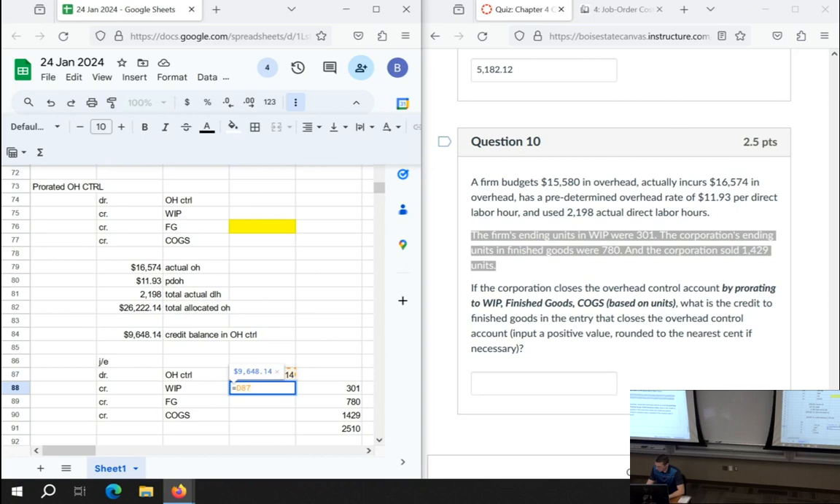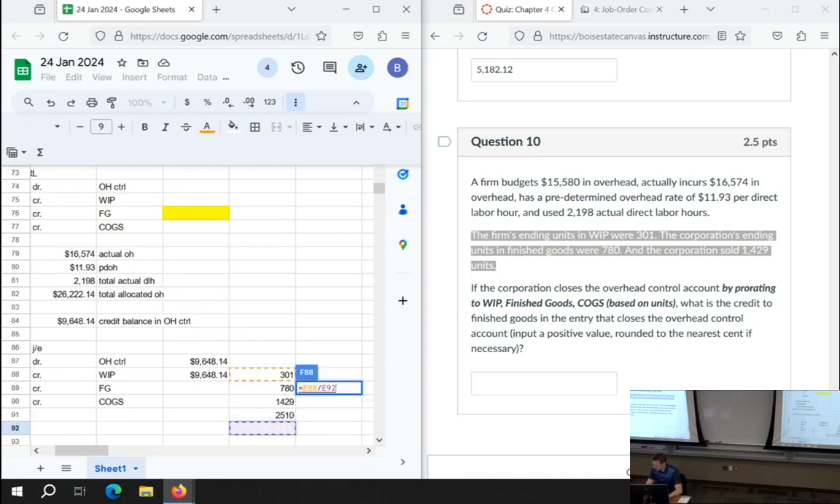So what I want is I want this to equal the proportion, and I'm gonna do it all the way out here instead of embedding it in the cell, make it easier to see. So here's what I'm doing. I'm saying that 301 units that pertain to WIP equals 11.99, so about 12% of the overall units, this 2,500 units that we have that are being accounted for. 12%. So it's going to get 12% of the cost. So that's what we're going to credit to WIP. Likewise, I'll just go down because I made it an absolute reference to 2510. Likewise, we have finished goods here, which is 31%. That 780 is 31% of the 2510. So it gets 31% of the $9,648. All right, we can copy that down to cost of goods sold.